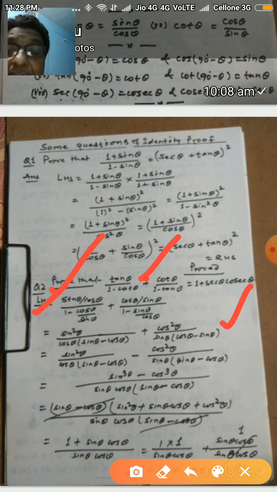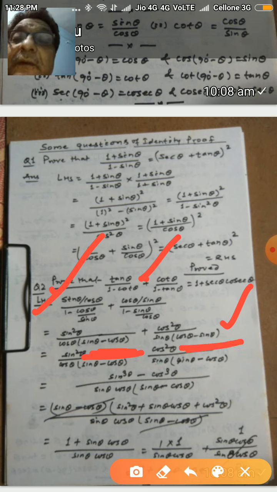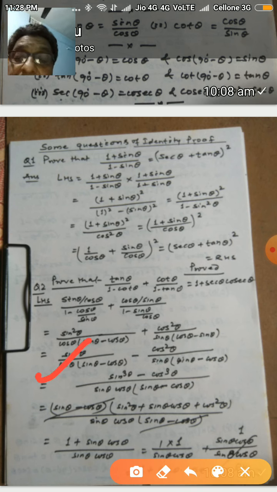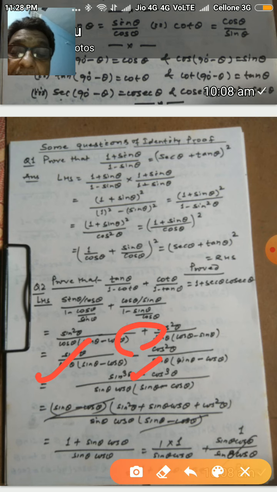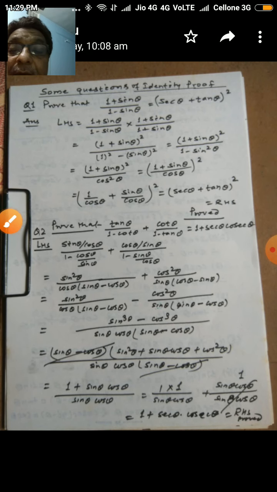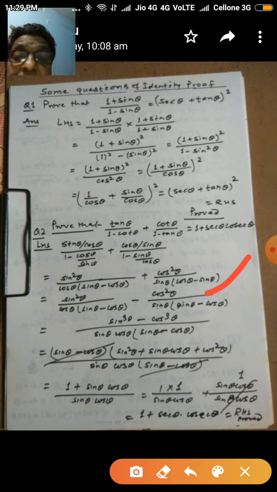Here, students, the important step is that in this denominator there is sin theta minus cos theta, whereas in this denominator there is cos theta minus sin theta, just reversed. So this can be made similar by changing the sign. So here we wrote sin square theta by cos theta, sin theta minus cos theta, and this plus we will make minus. Then the next term is cos square theta by sin theta into sin theta minus cos theta.